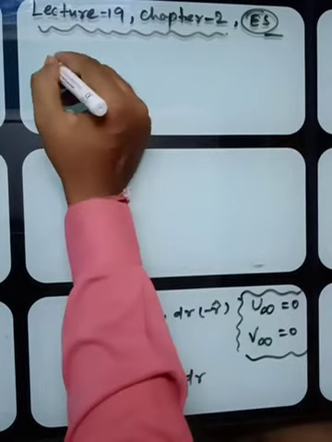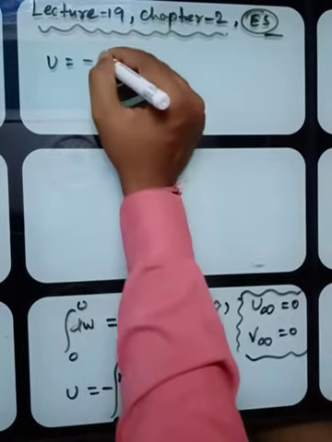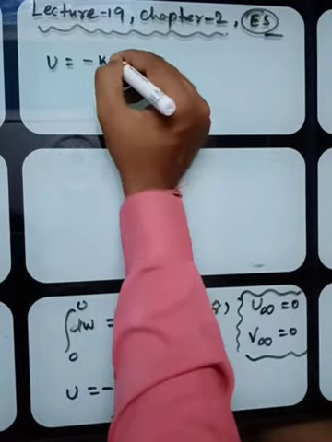Now U is minus kqq, since kqq is constant, taken out, times the integration of 1 by r square dr from infinity to r. The integration of 1 by r square will be minus 1 by r, from infinity to r. So minus kqq times minus 1 by r, and minus minus plus 1 by infinity, which is 0. Minus minus gives plus kqq by r. This is the potential energy. So this is the simple derivation of potential energy.